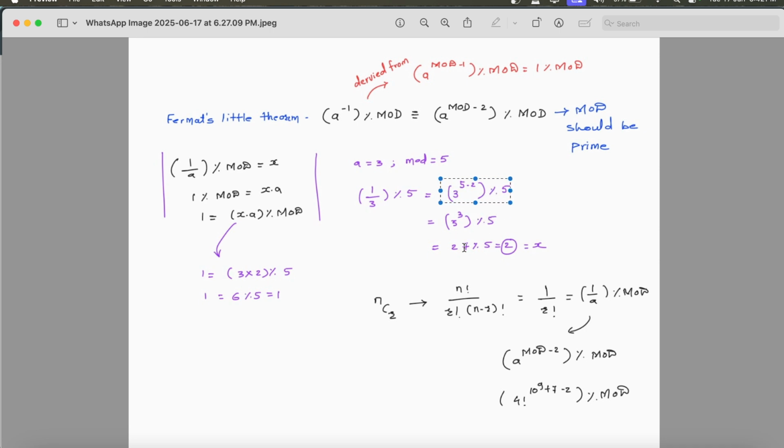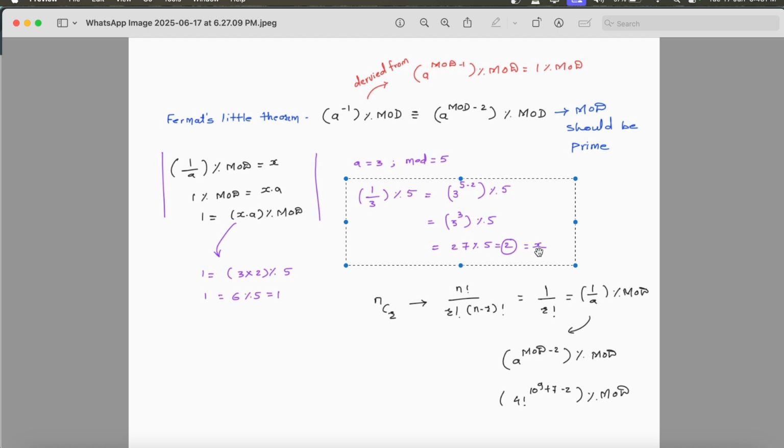So 3 to the power 3 modulo 5 is basically 27 modulo 5 when we derive this. The remainder we get is 2. We are basically looking for the remainders in all these modulo operations. That should be clear, and you should have this idea before trying to solve these modulo type of questions. So yes, 27 modulo 5 equals 2.